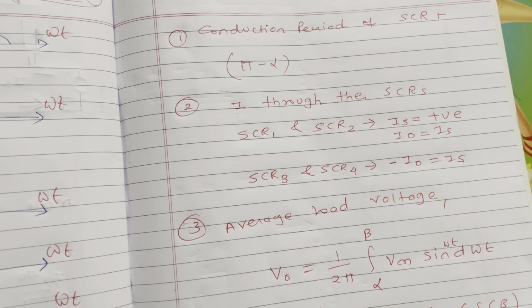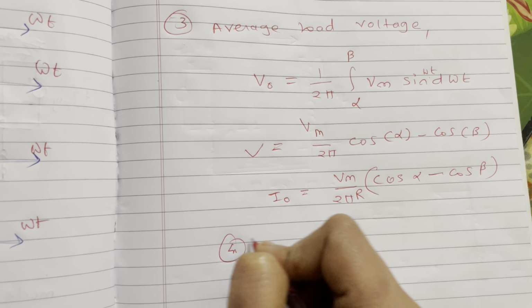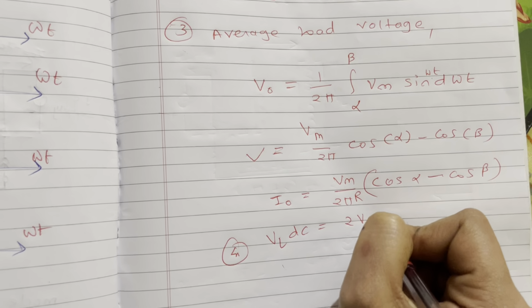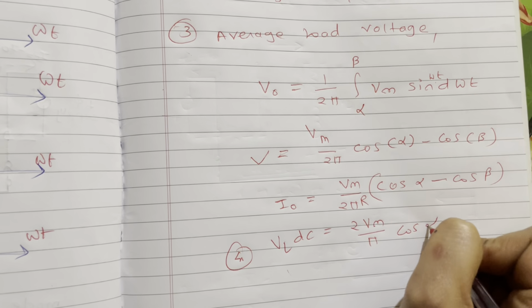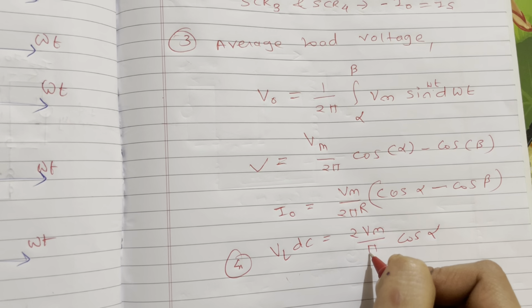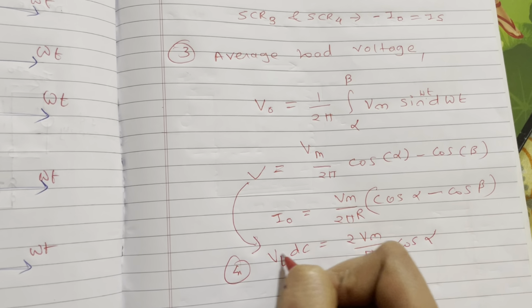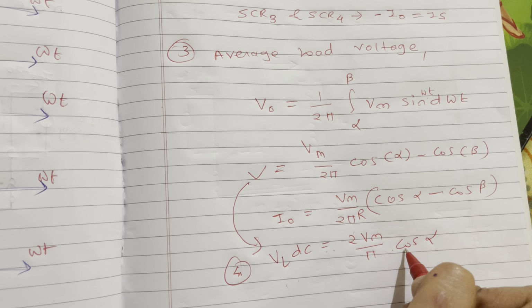And what is the average load voltage VLDC? The average load voltage VLDC is equal to 2 Vm upon pi cos alpha. After that, from this equation we get VLDC equal to 2 Vm upon pi cos alpha.